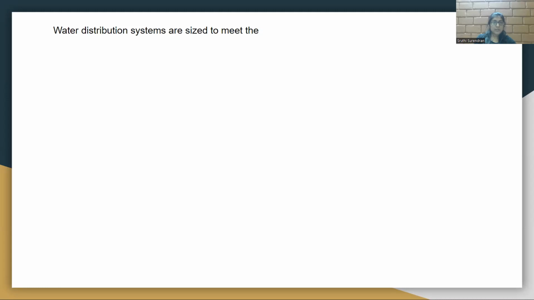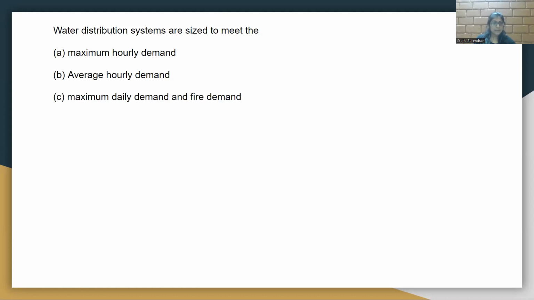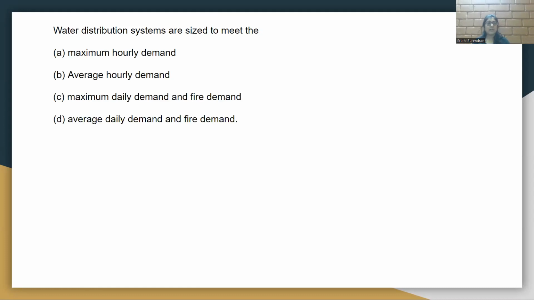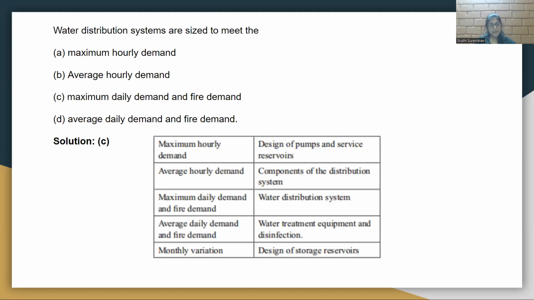Now, water distribution systems are sized to meet the maximum hourly demand, average hourly demand, maximum daily demand and fire demand, or average daily demand and fire demand. What is the demand estimate used for designing a water distribution system? Is it C? Correct. It's the maximum daily demand and the fire demand.